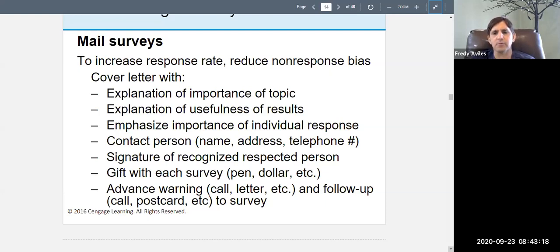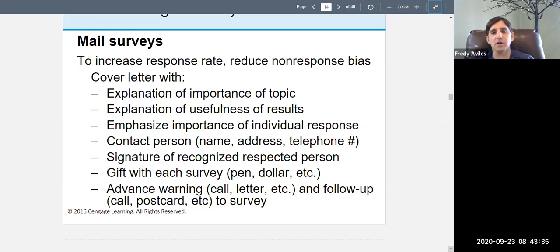Give an advance warning. If you have their phone number, give them a call ahead of time. Hey, we're going to be mailing out a survey. It'd be good if you fill it out. Or send them a letter. Hey, you're going to be getting a survey. Please look for it and take it seriously. Fill it out, send it back. All that can increase the response rate.